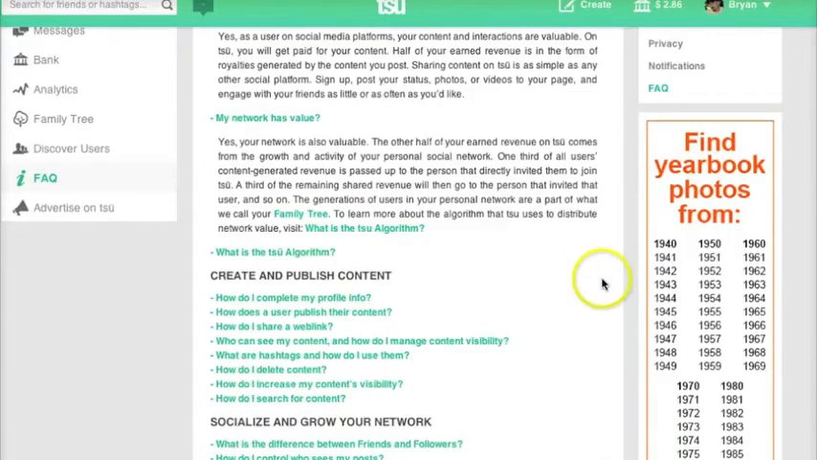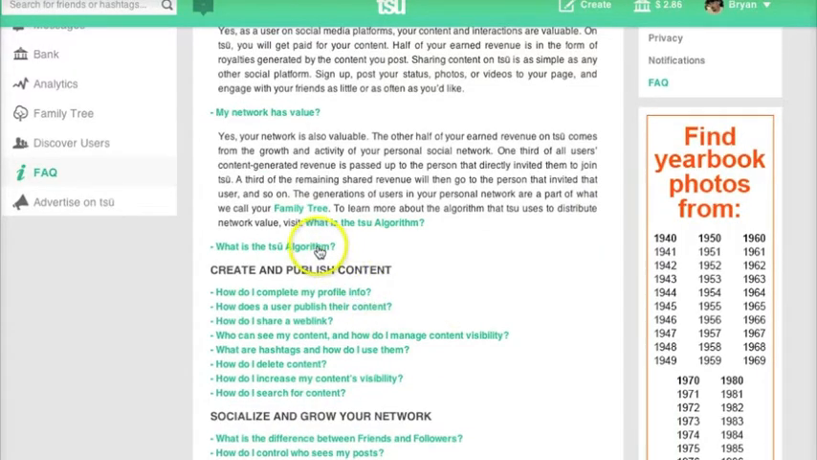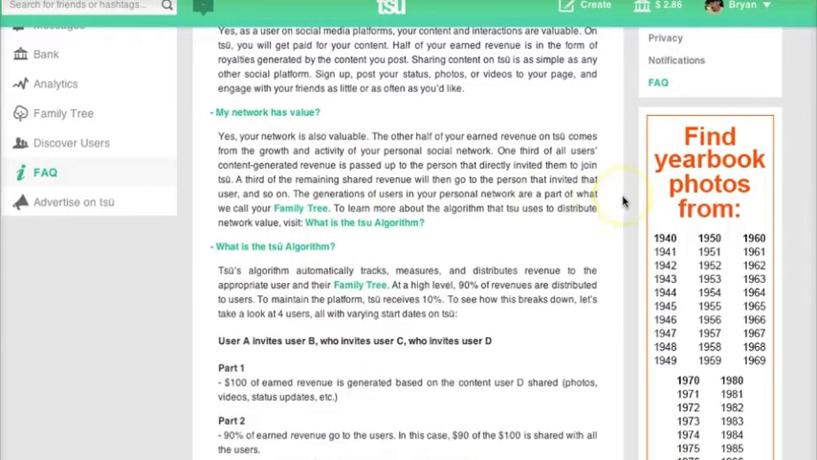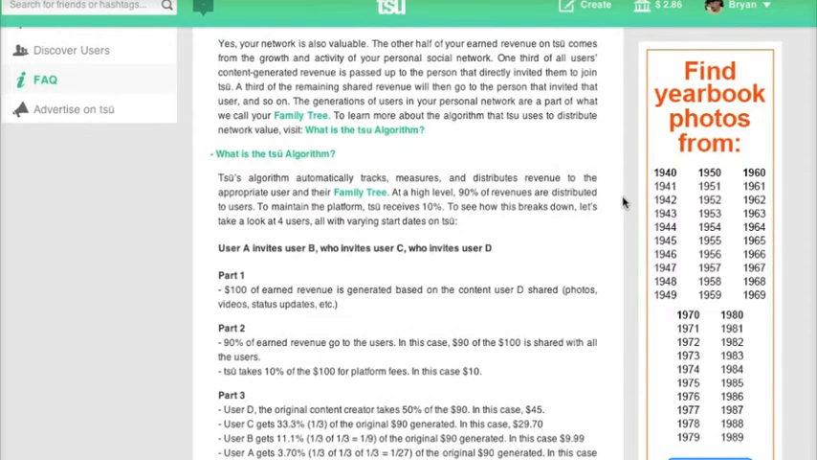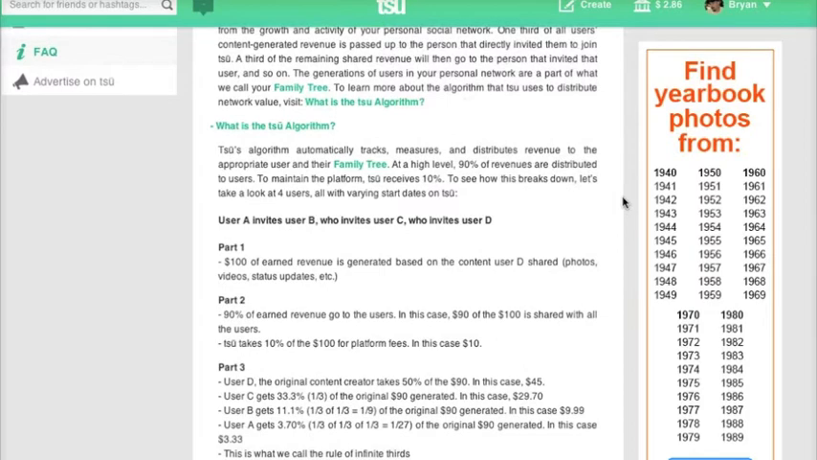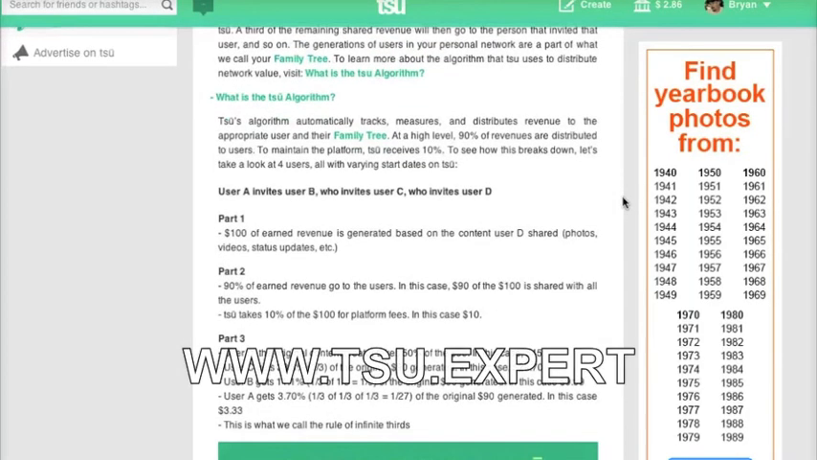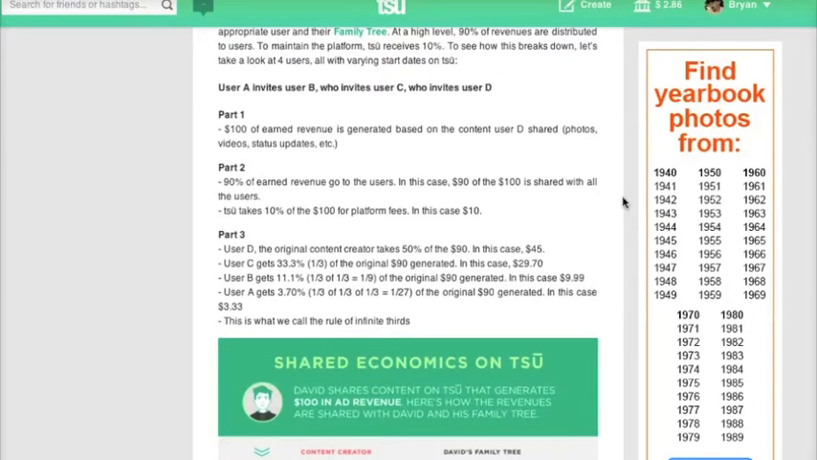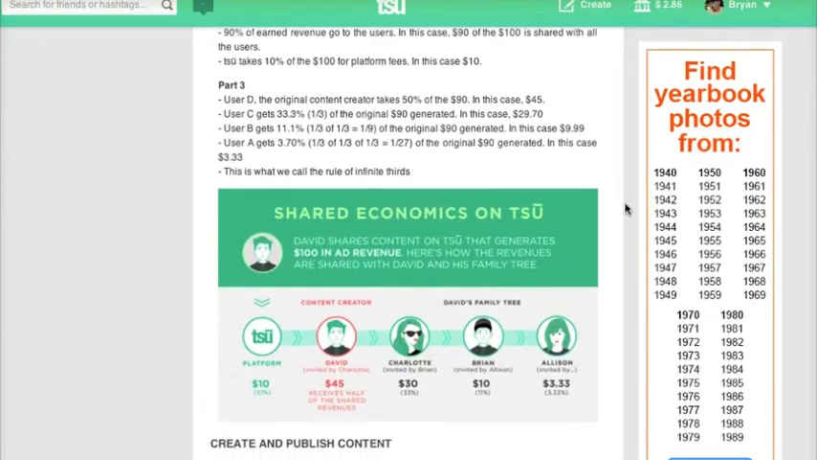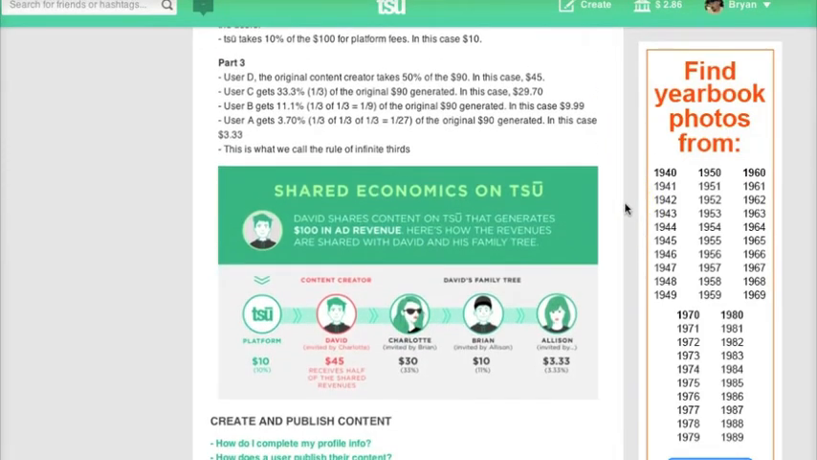This might seem a little confusing, but when I click on here, what is the Tsu algorithm? It talks about that down in here. So Tsu tracks, measures, and distributes revenue to the appropriate users on their family tree. They've got user A, user B, user C, and D, and they talk about it all through here. But I think it's best to talk to the diagram, and this makes it a little easier for you to understand.